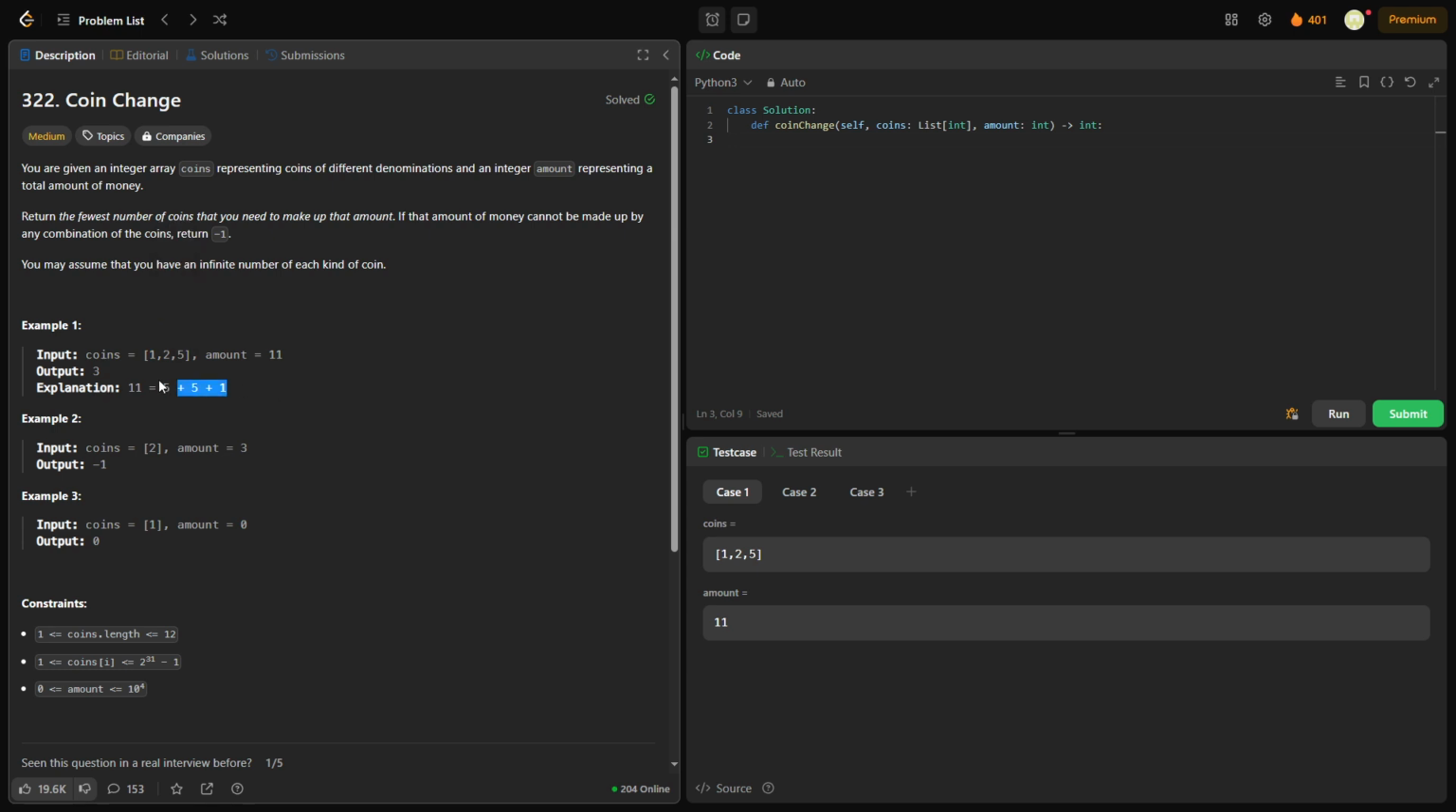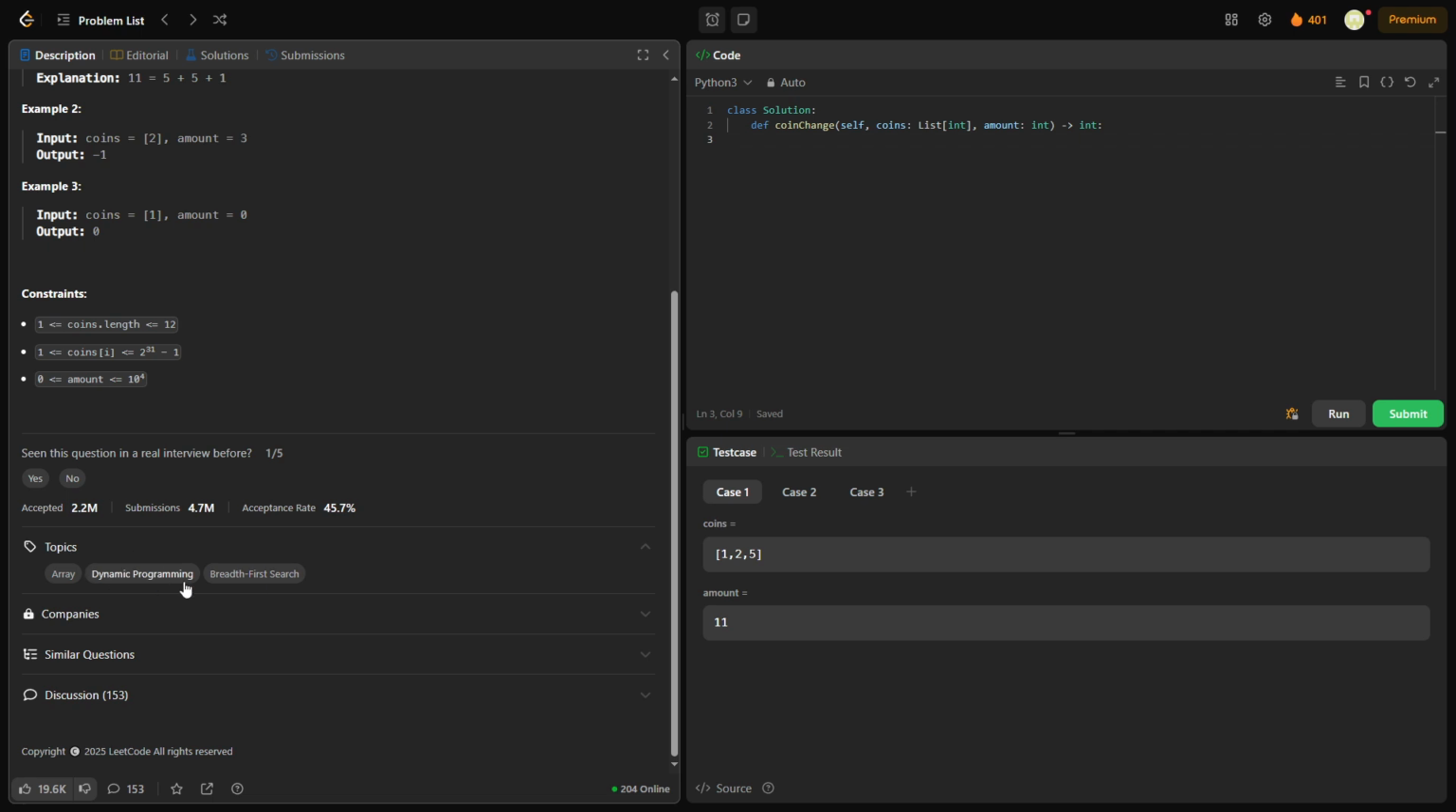So I hope you understand what this problem is asking, right? We just have to use some combination of coins to make up amount. There can be different combinations, and you want to use the combination that uses the fewest number of coins possible. And there are cases where you can't make up amount using any combination, and that's a case where you return -1, okay?